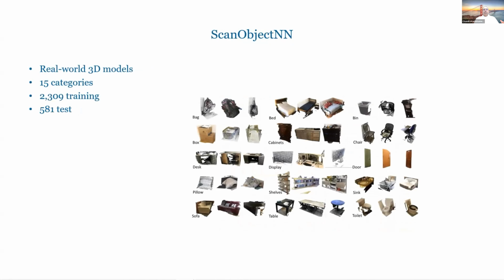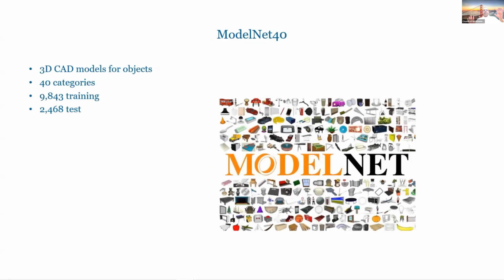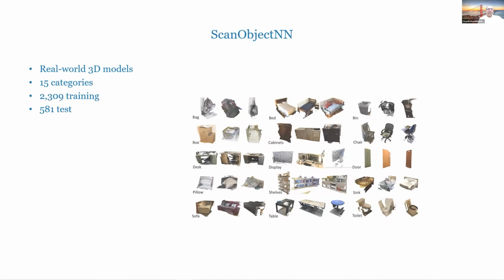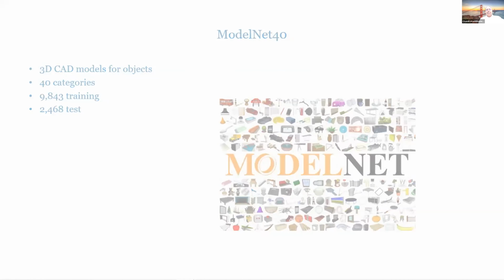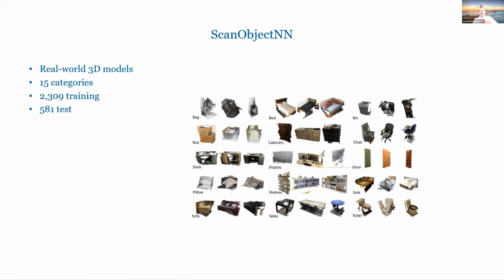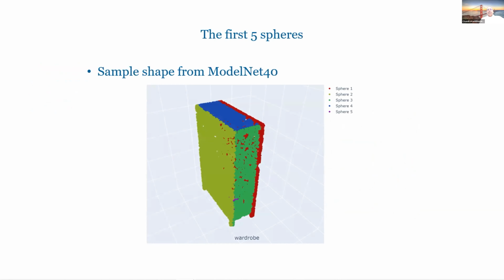Okay. So ModelNet is per object. It's done at Princeton, by the way. ScanNet is the indoor scene. I'm not reading everything. ModelNet has 3D CAD models, 40 categories, 9,000 plus training, 2,000 plus test. ScanNet is real world 3D models, 15 categories, 2,000 some training, 581 test. Okay, it's indoor scenes.